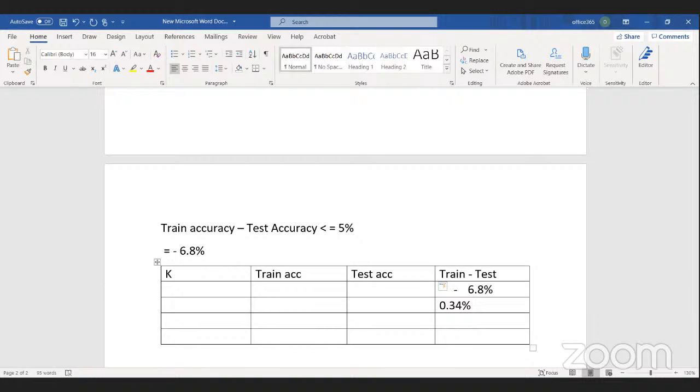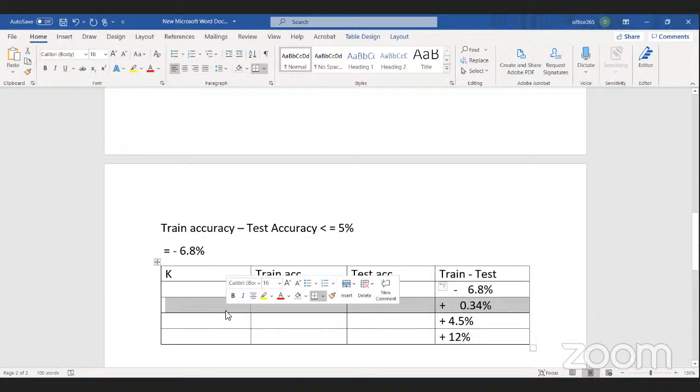0.34%, all right, then plus 4.5%, and plus 12%. Now, obviously, if you look at this, we are not going to be looking at these values. Whatever the value of K we have, this is the model that has the closest value, where the train and test are pretty close.